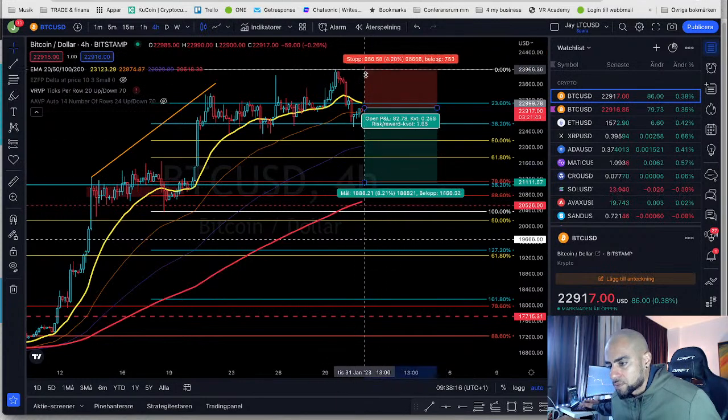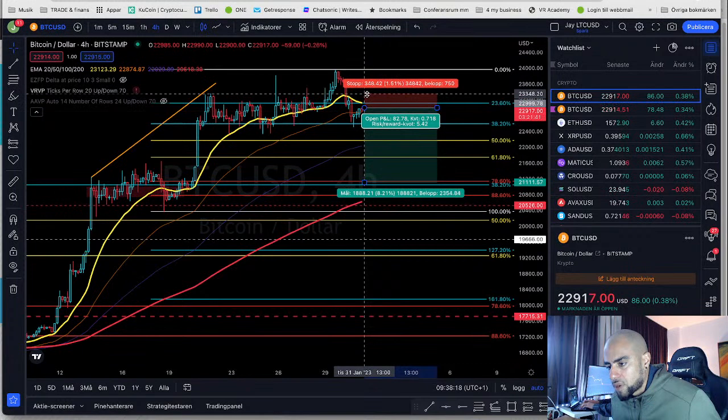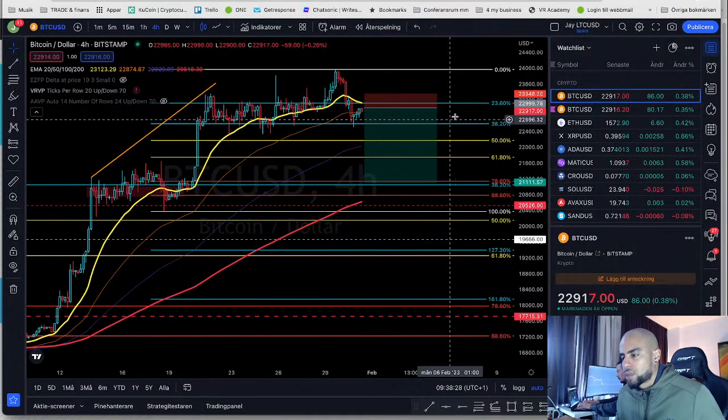Stop loss. Right here. Stop loss at 23,350. That's where we put in the stop loss.